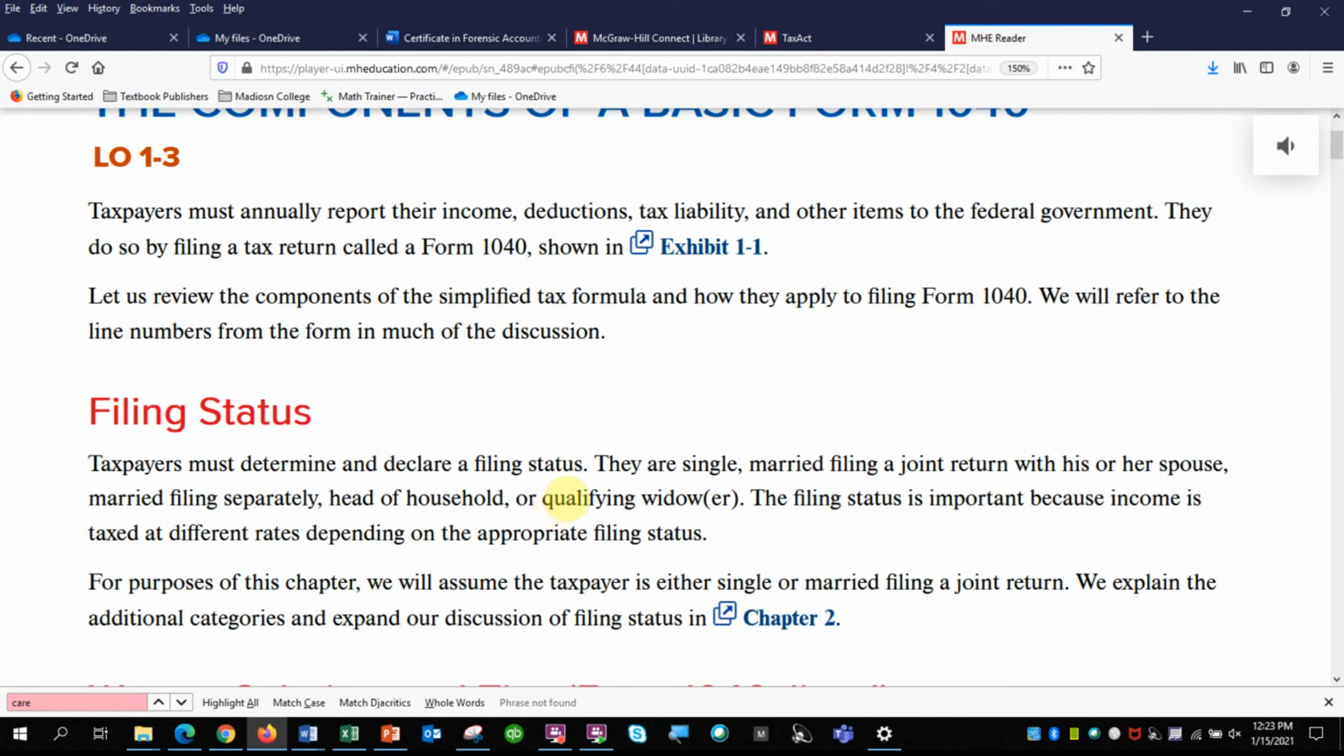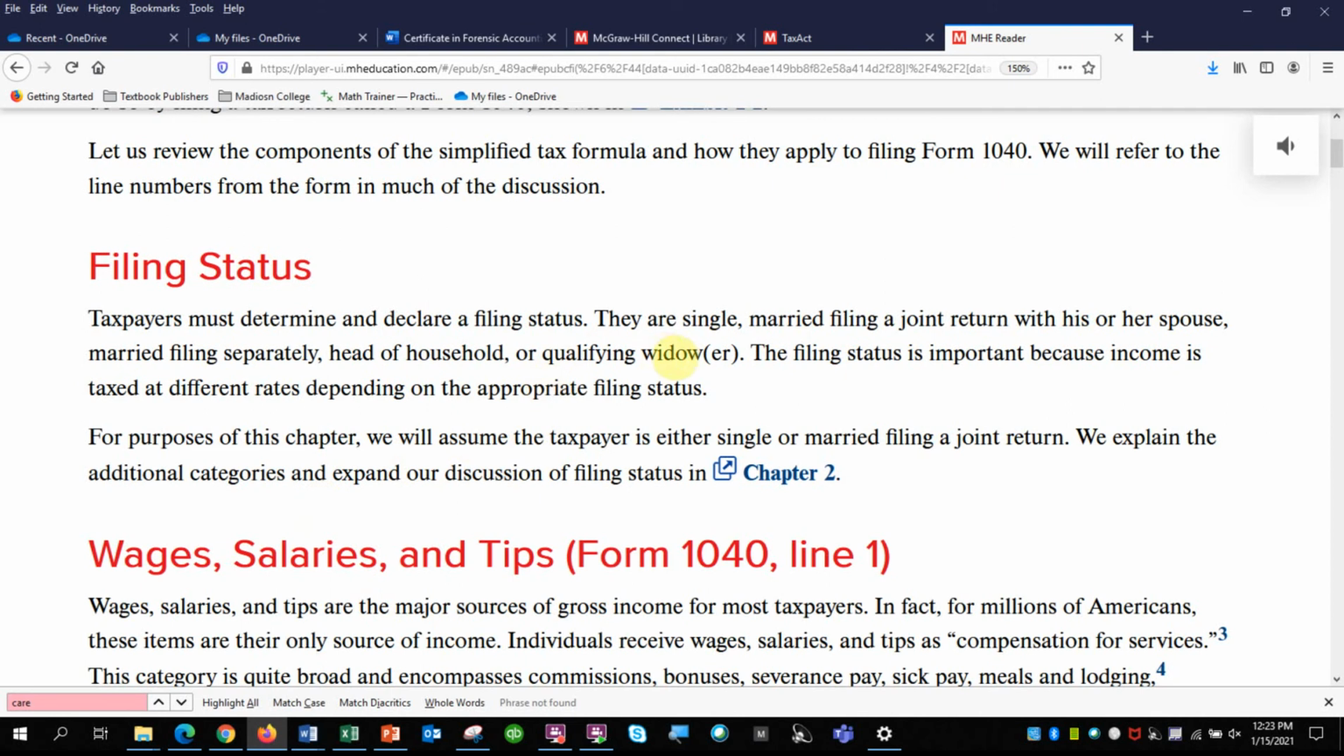The question is then, are we all taxed the same? Are we all taxed at the same amount of income? And the answer is no. It depends upon our filing status. Right? So are we single? Are we married, filing a joint return? Are we married, filing a separate return? So we may be married, but we're just going to file our own return.